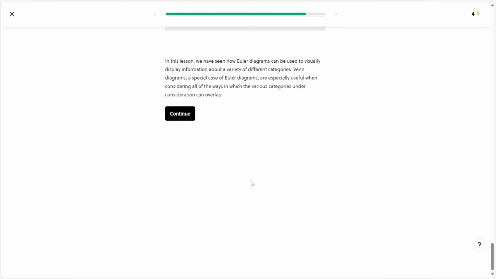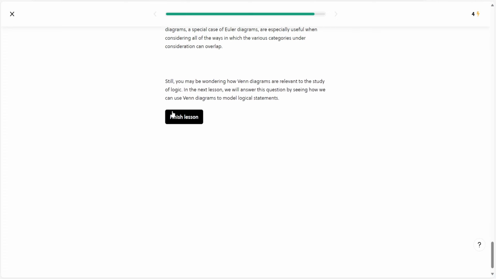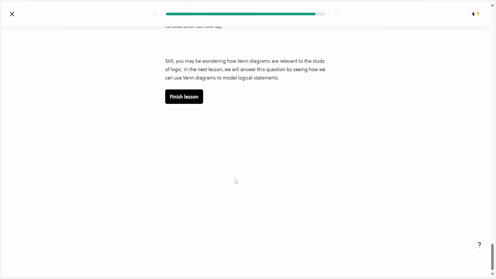In this lesson, we have seen how Euler diagrams can be used to visually display information about a variety of different categories. Venn diagrams, a special case of Euler diagrams, are especially useful when considering all of the ways in which various categories under consideration can overlap. Still, you may be wondering how Venn diagrams are relevant to the study of logic. In the next lesson, we will answer this question by seeing how we can use Venn diagrams to model logical statements.